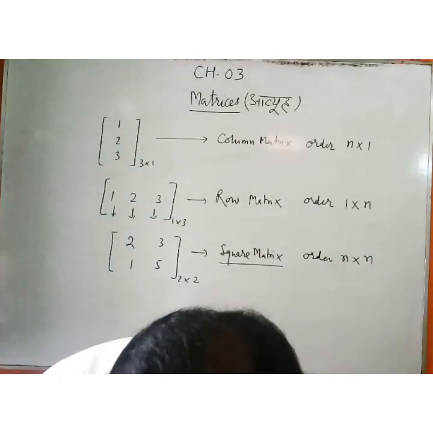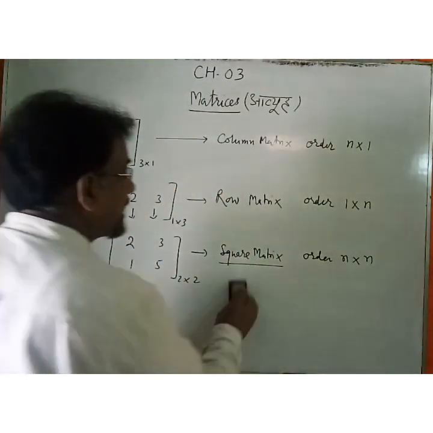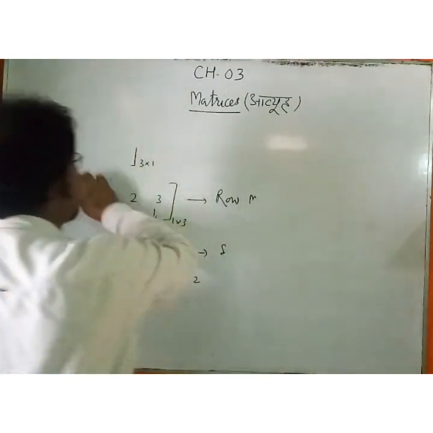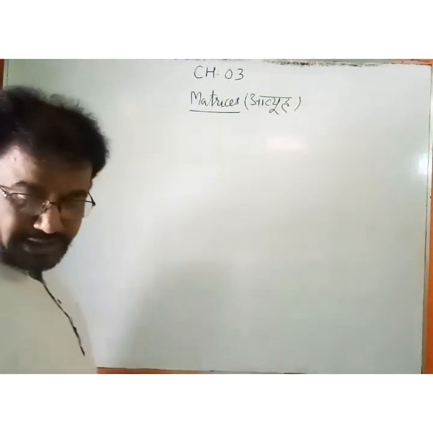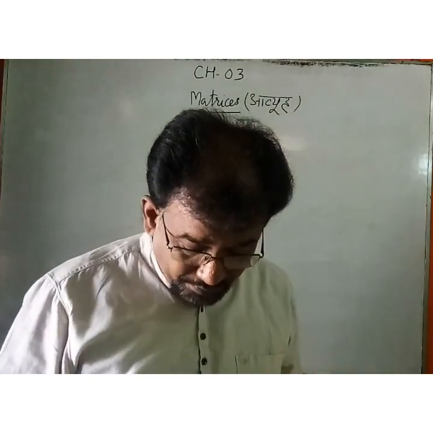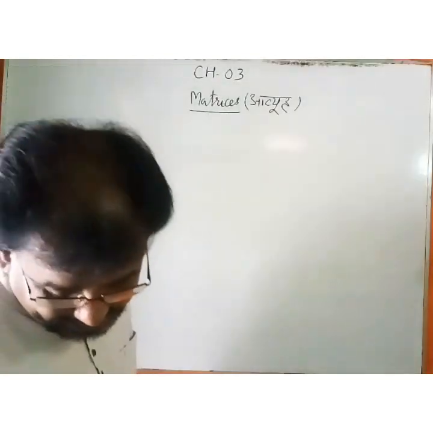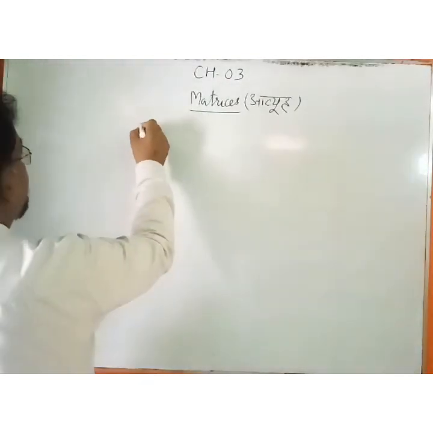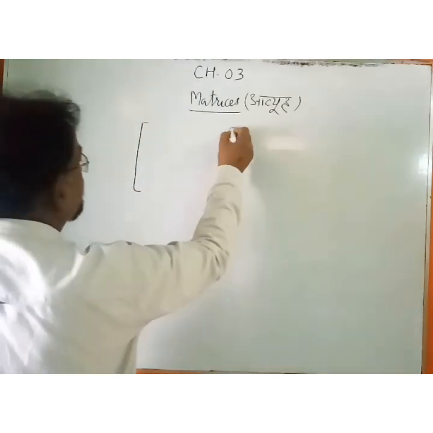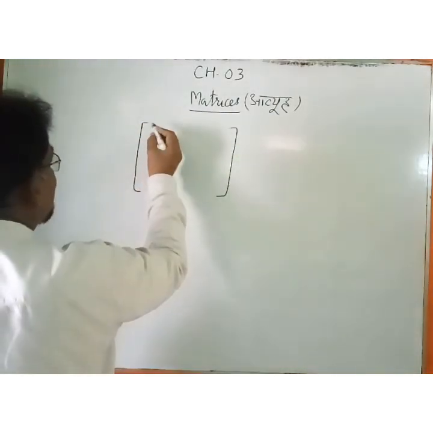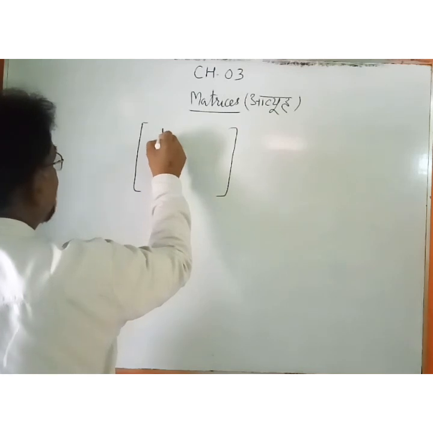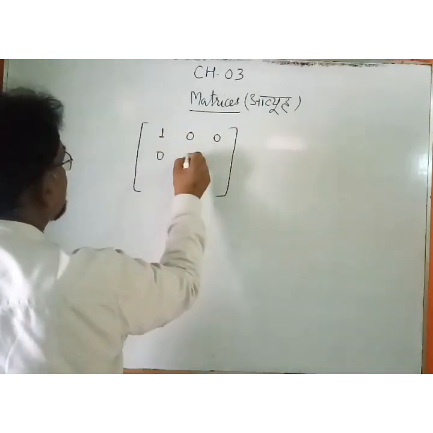Now another matrix we are going to explain is the diagonal matrix. Consider one square matrix. Square matrix we have to take, and we have to specify that only diagonal members are there, the rest of the members are 0.